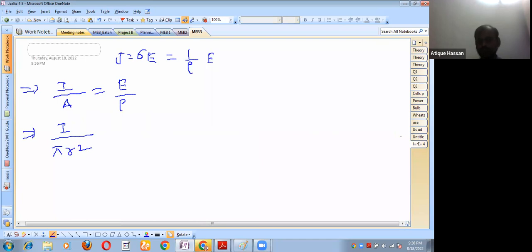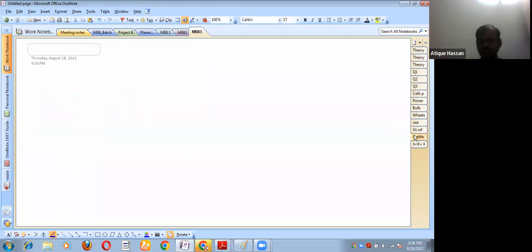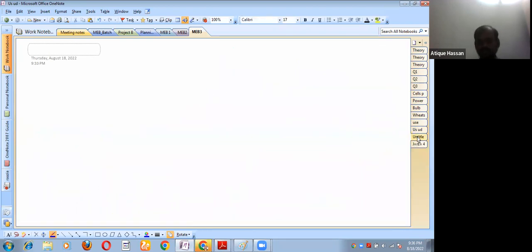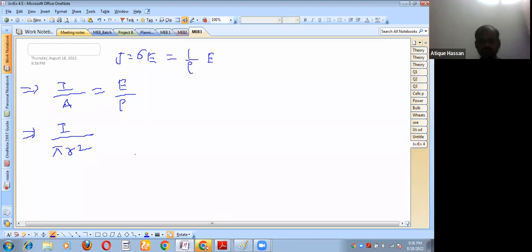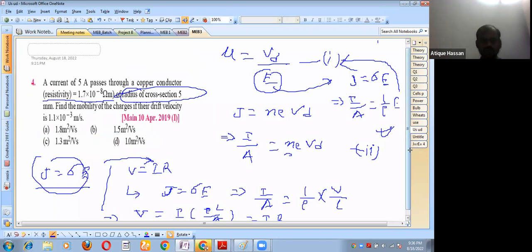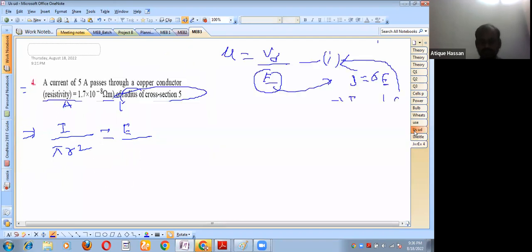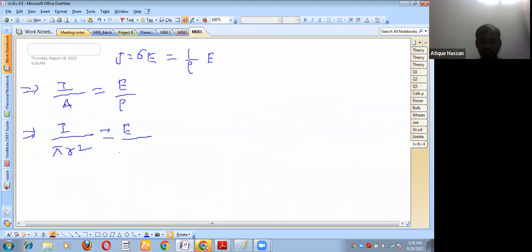Right? You see here the value of radius is the radius of cross section. So from that you have to find the area. And what is the value of rho? Resistivity is 1.7 into 10 to the minus 8.